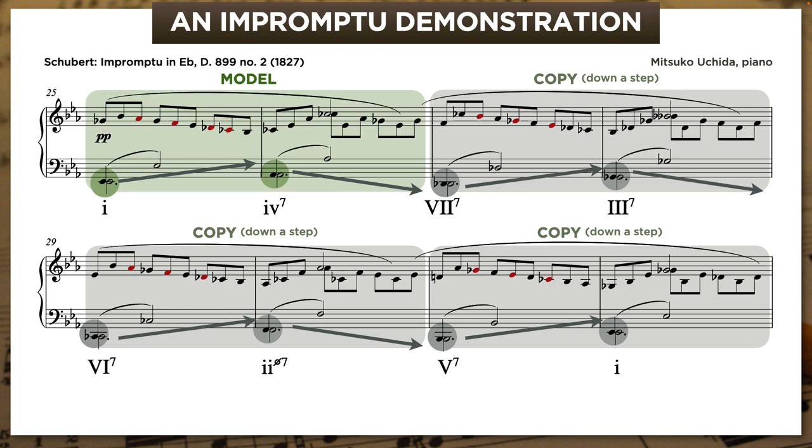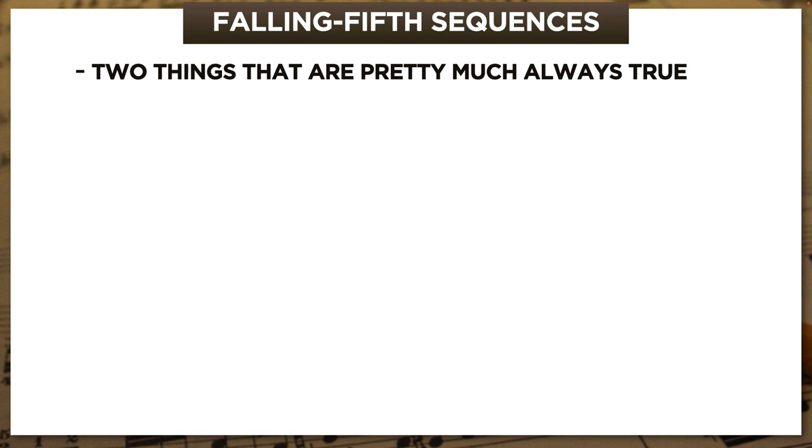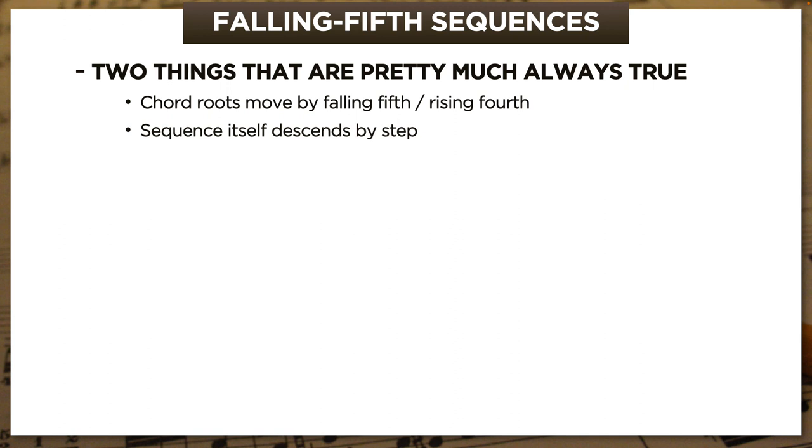Okay, there are 2 big takeaways so far, things that are pretty much always true. One, in this type of sequence, chord roots always move by falling fifth or rising fourth. Two, while this is happening, the sequence itself descends by step. But listen, I need you to pay extra special attention here, because this is where people get confused. There's always some panicky student who asks me, wait, how does a sequence fall by fifth and go down by step at the same time?